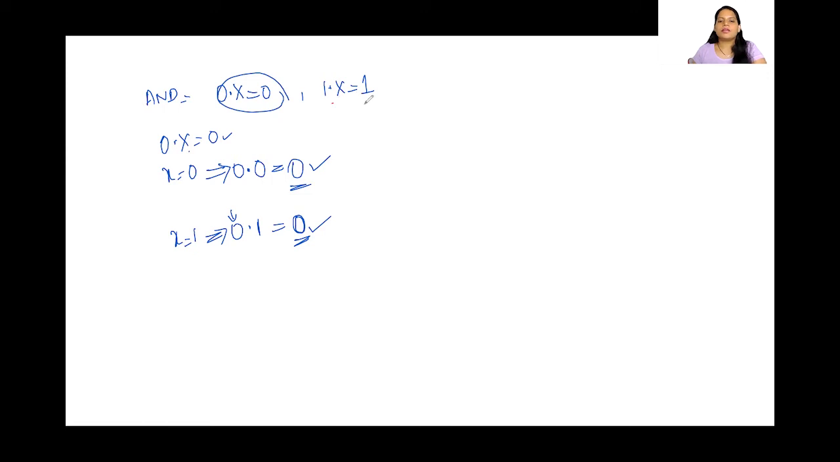Next, let's see this one. 1 into x is equal to x. So, what it is saying is, whenever we do AND operation of any variable with 1.